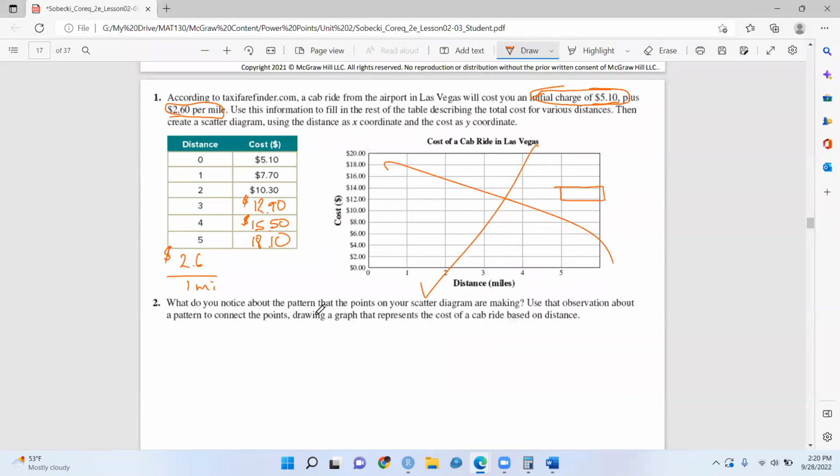The author says, what do you notice about the pattern that the points on your scatter diagram are making? Looks like it's linear. Yeah, nailed it. It looks linear. Surprise. But we know that, right? Because we were adding a fixed amount. We were adding a constant each unit step. So it looks linear. He says, draw a line.